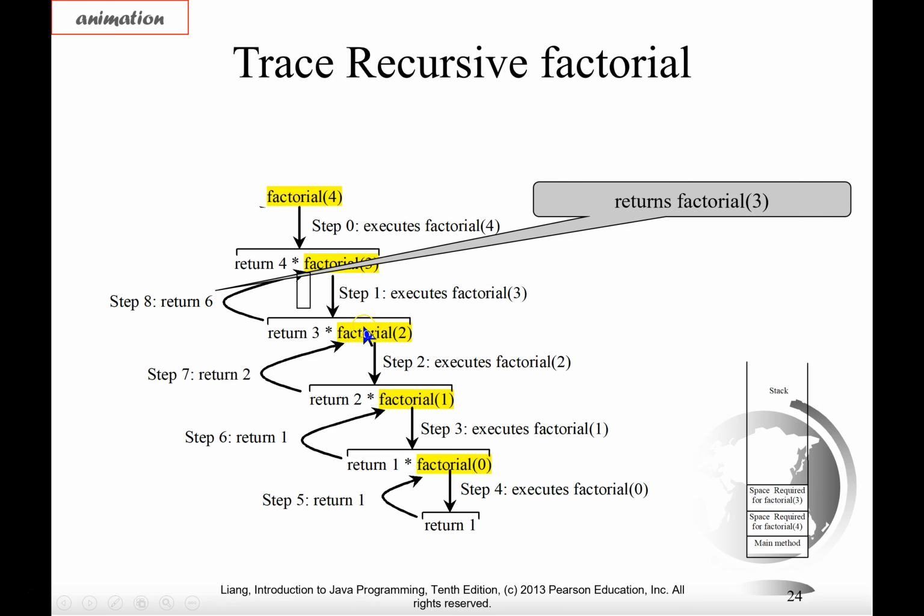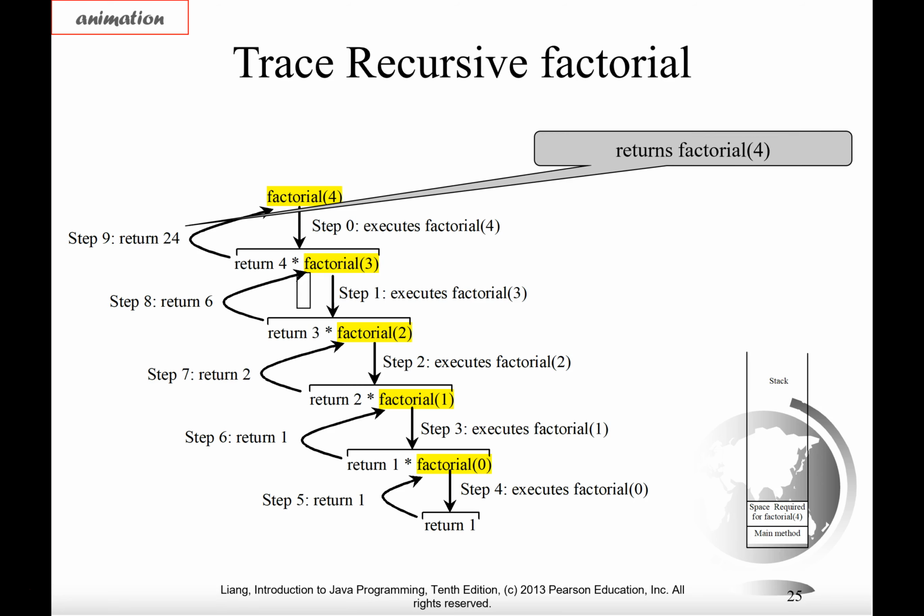And then factorial of 2 returns 2. So we take that times 3. That returns a 6. As you can see over on the right, our stack decreases, so we're just winding back up our stack. And then finally, what we do is we return the factorial of 4, which is 24.